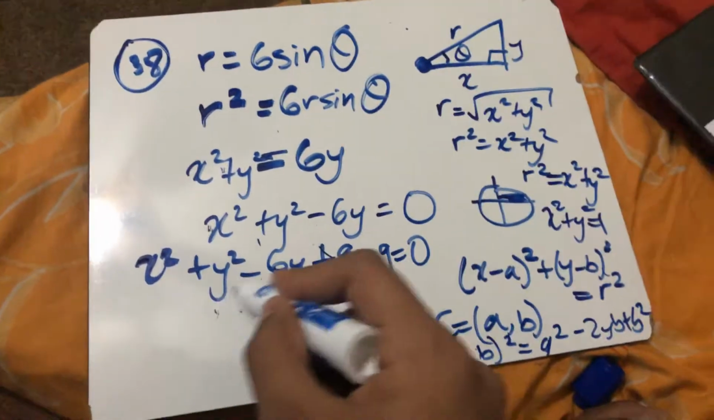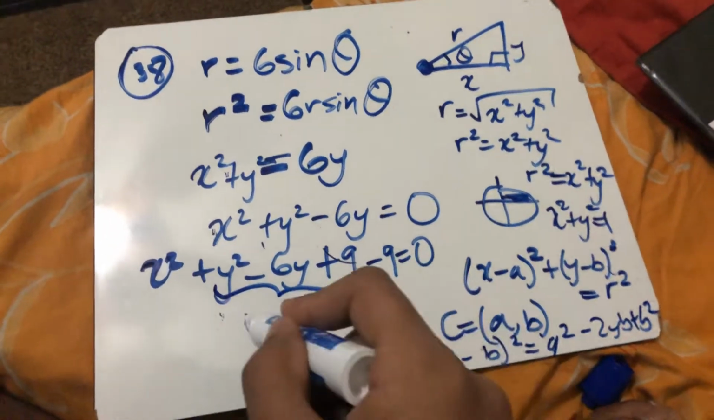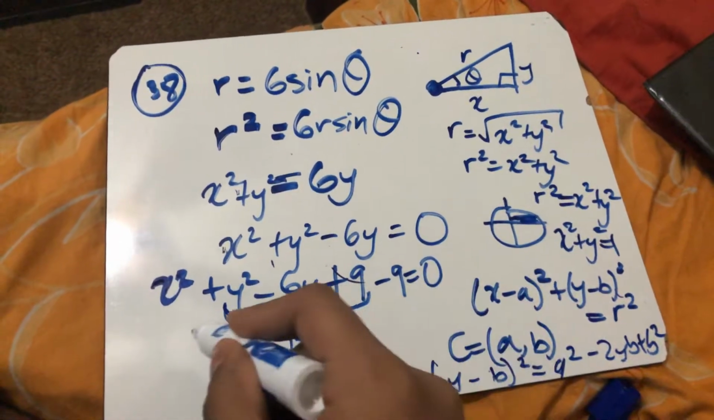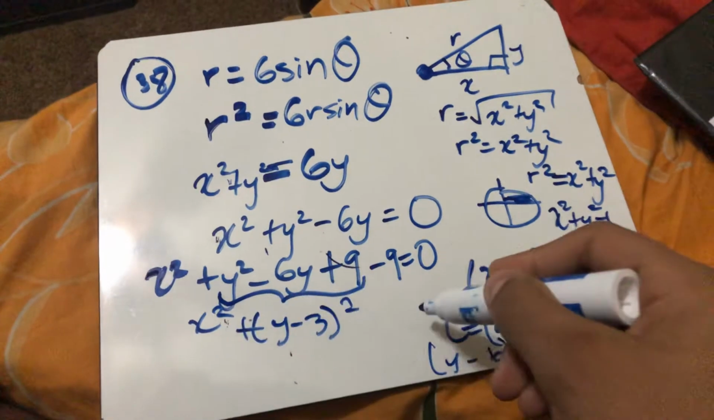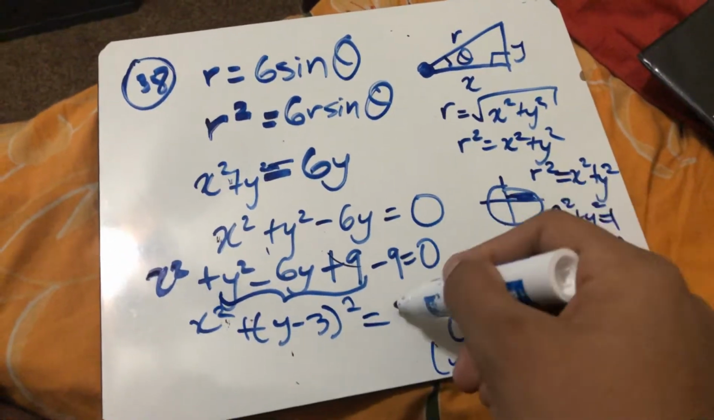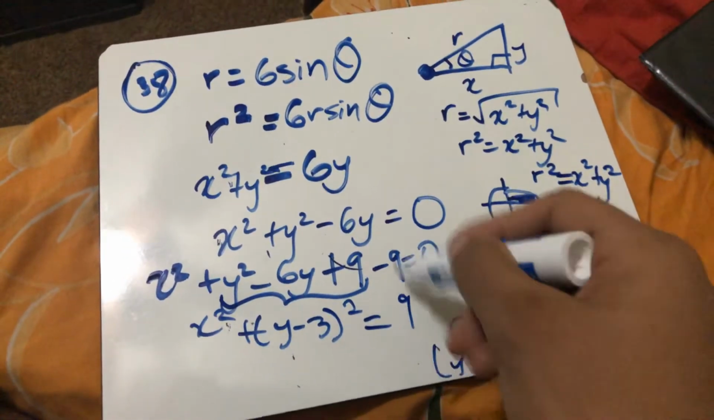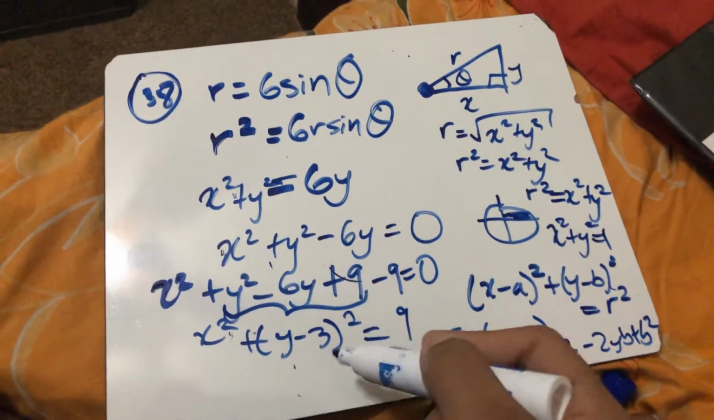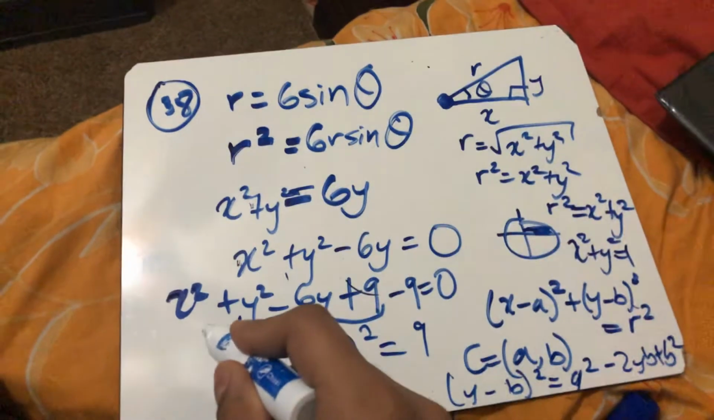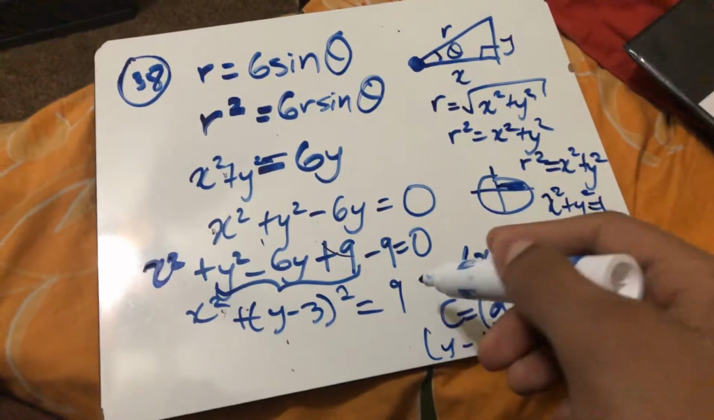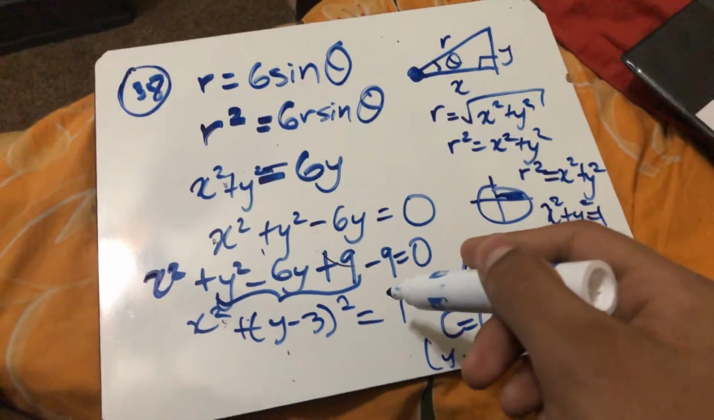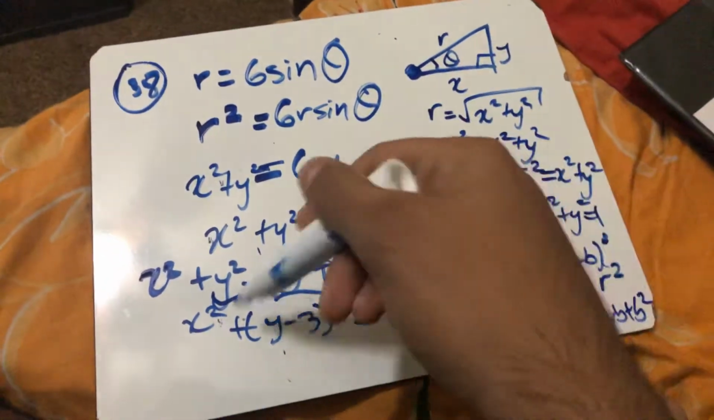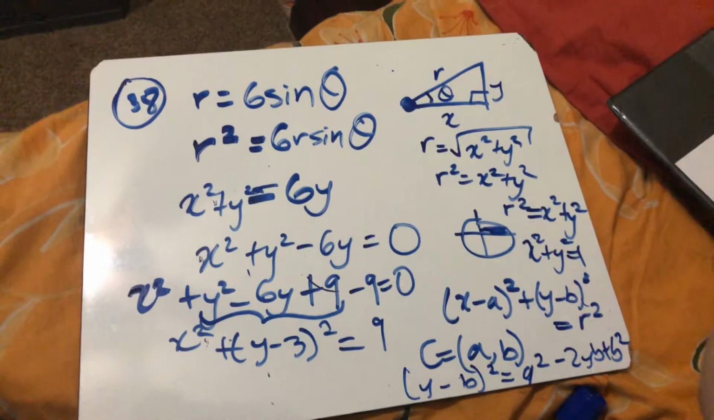So now I can look at this whole thing as y minus 3 whole squared. And I'll have x squared plus y minus 3 whole squared. And I can just move 9 over, I can add 9 to both sides. And I'll have x squared plus the quantity y minus 3 squared is equal to 9. So that's the answer for number 38. That's where I got that from. Maybe you could just stop here. This is just a cleaner way to write it, I guess.